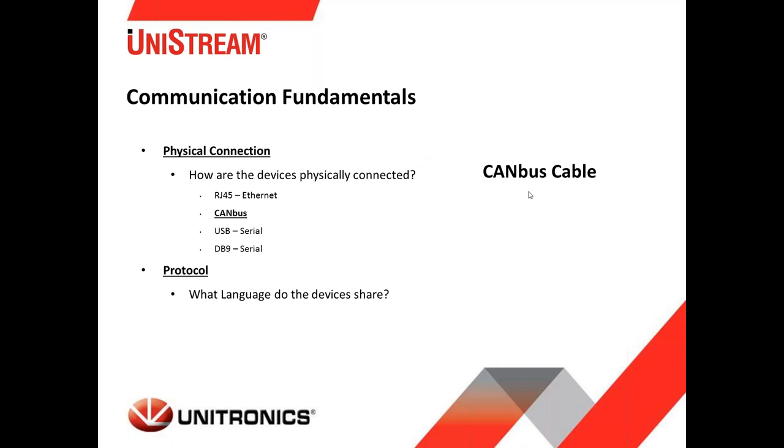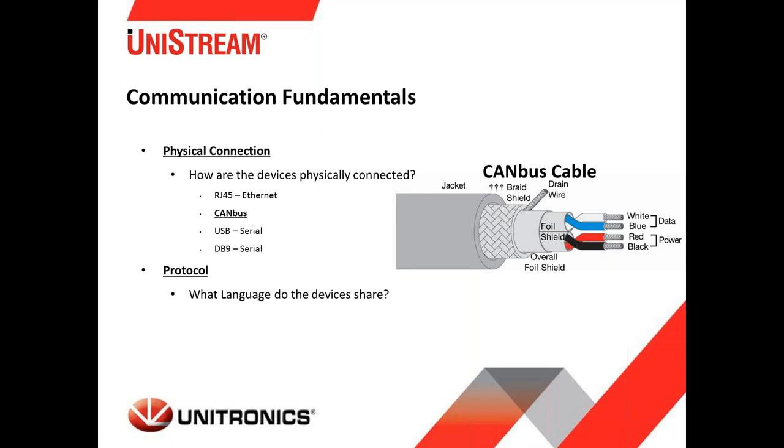Now, I called out CAN bus cable over here on the right because it is a very specific cable setup. Some people will try to create their own cables, and I just wanted to show that depending on what cable you're using, it might be very important to get a proper cable. You can see that the data lines are shielded, the power lines are shielded, both of those are then shielded again, there's a drain wire, and then there's extra protection on the outside as well. So it's a very noise resistant cable, and it's important that you use the correct cable type.